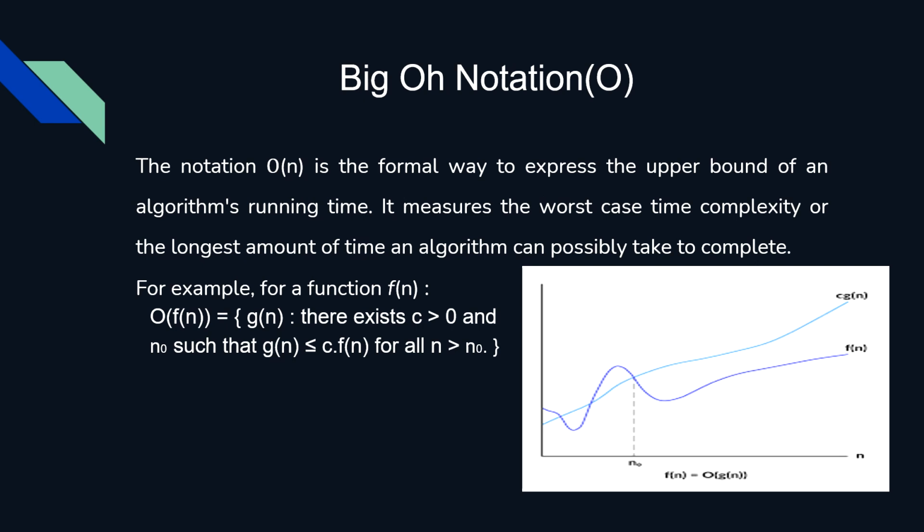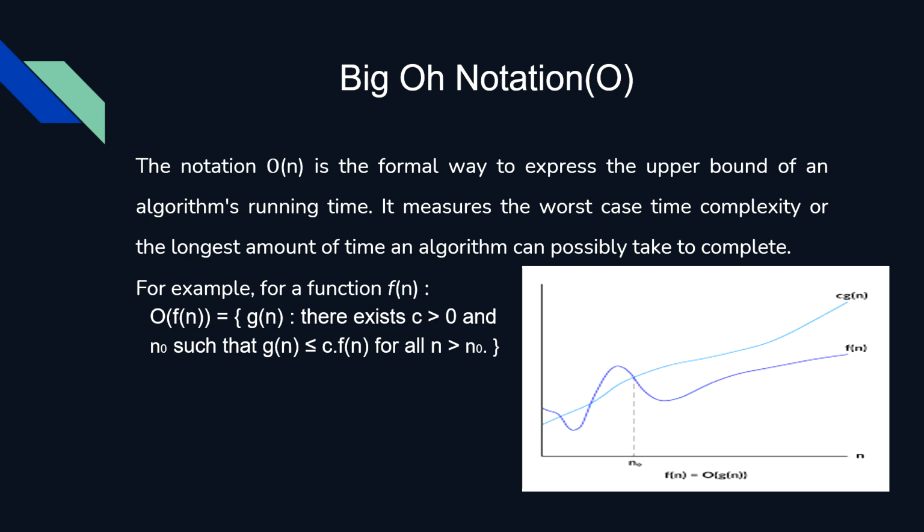Big O notation is perhaps the most commonly used asymptotic notation. This big O notation is a formal way to express the upper bound of an algorithm's running time. It measures the worst case time complexity, or the longest amount of time an algorithm can possibly take to complete.